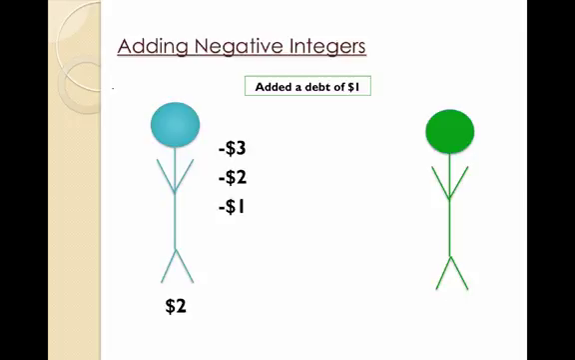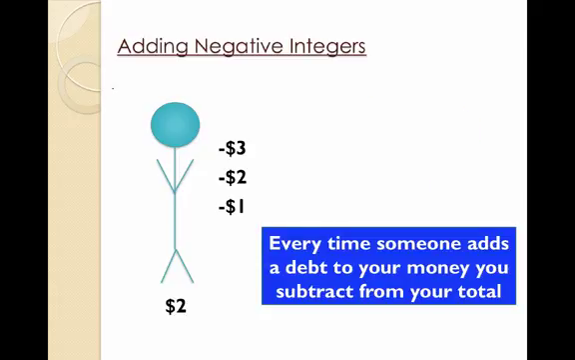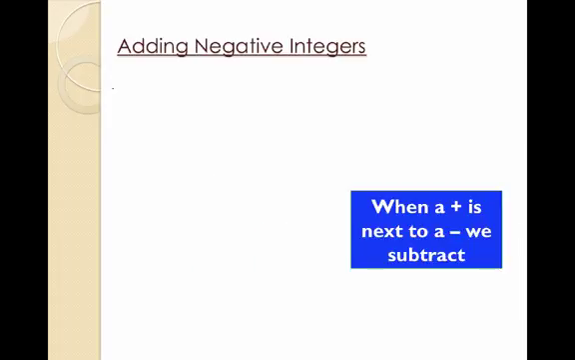You now have $2. So altogether, you have subtracted $6 from your total. This is why every time someone adds on a debt to your money, you subtract from your total. When a plus is next to a minus in a number sentence, we subtract.